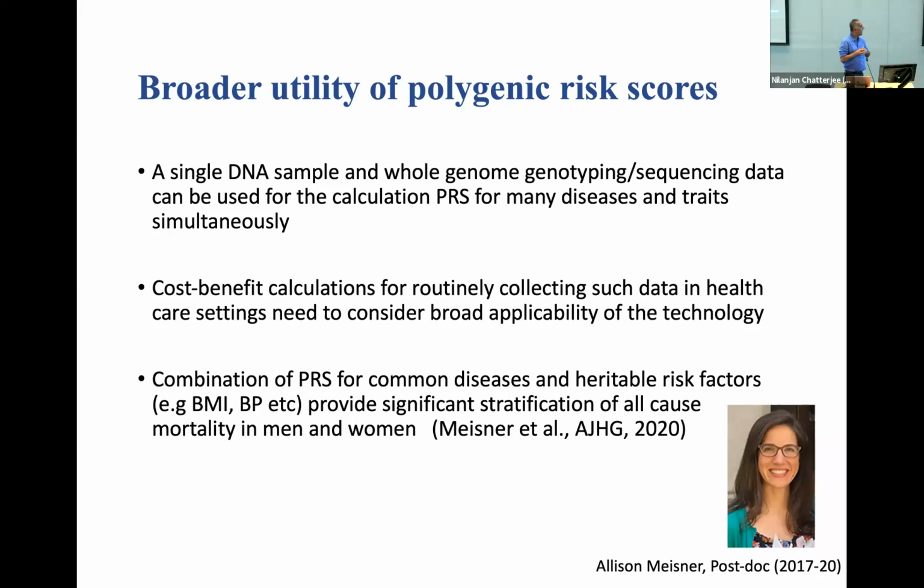So people are trying to show the cost benefit of this kind of genetic data collection and score computation. I think other than showing disease-specific utility, we also need to show their broader utility, because this is a multi-disease, multi-cancer technology. For example, with Alison Meissner, who is currently at Fred Hutchinson, we have shown that you can take polygenic risk scores for different outcomes and risk factors and put them in a model to predict all-cause mortality, to show a broader utility.